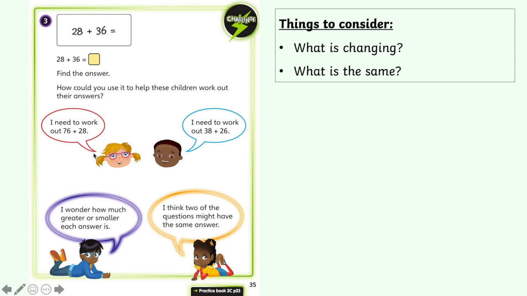So this child here is working out 76 add 28, and this child here is working out 38 add 26. Over here we've got Ash saying, I wonder how much greater or smaller each answer is. And Flo saying, I think 2 of the questions might have the same answer. Couple of clues there. Take what you already know and then have a go at this challenge. Click pause and then click play when you want to go through it with me.